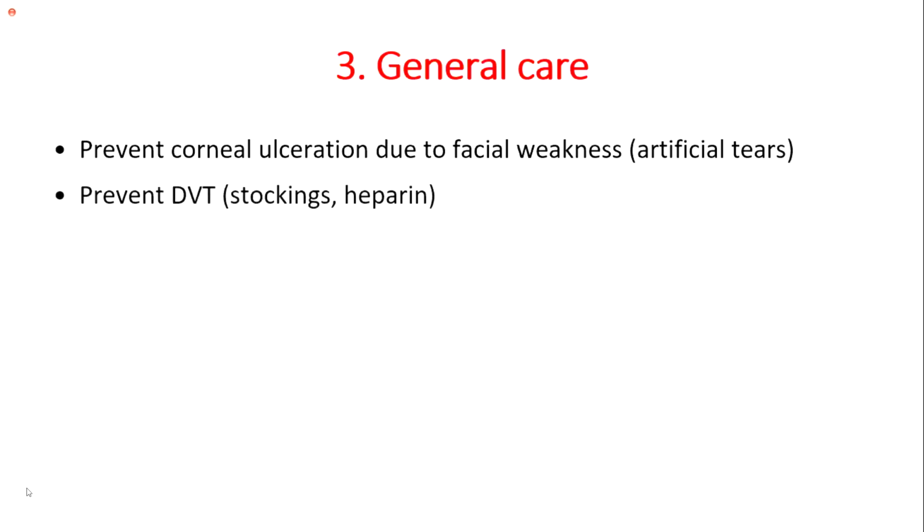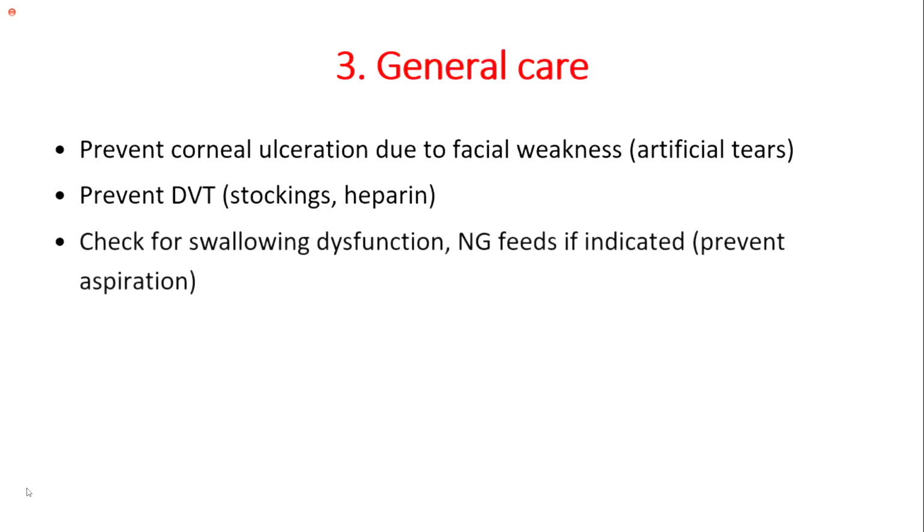You have to prevent deep vein thrombosis. Here is a paralyzed patient, so we use stockings, we use heparin. Check for swallowing, very important. I told you the bulbar muscles are affected. So if the swallowing is dysfunctional, then we use nasogastric tubes and prevent aspiration.